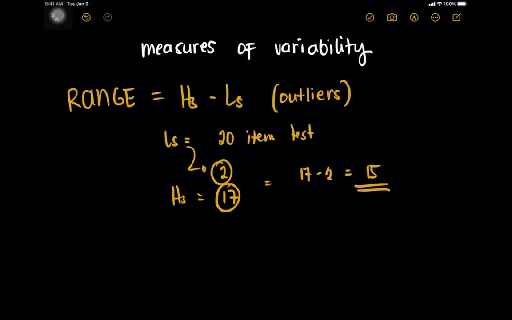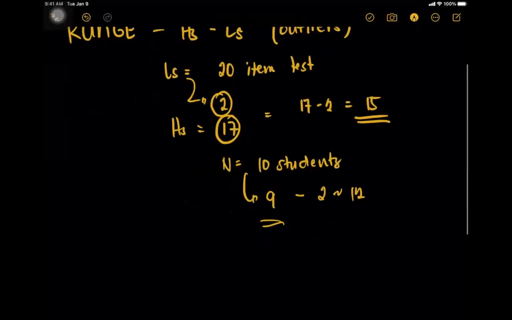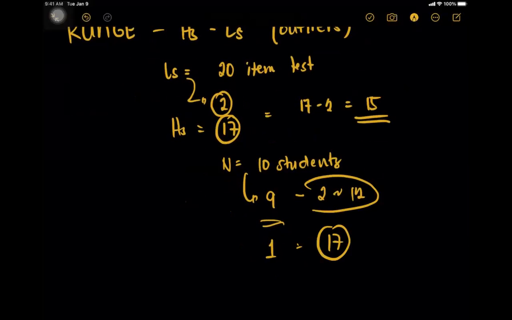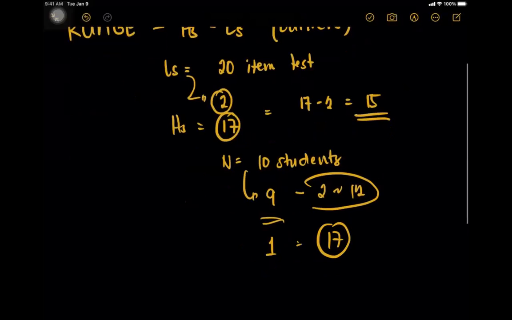So let's say you have a total population of 10 students. And from these 10 students, 9 of them got a score between 2 to 12, while only one student got a score of 17. So if you've noticed, most of the students' scores are only within 2 to 12, and only one student got a score of 17. So this 17 here is an outlier.